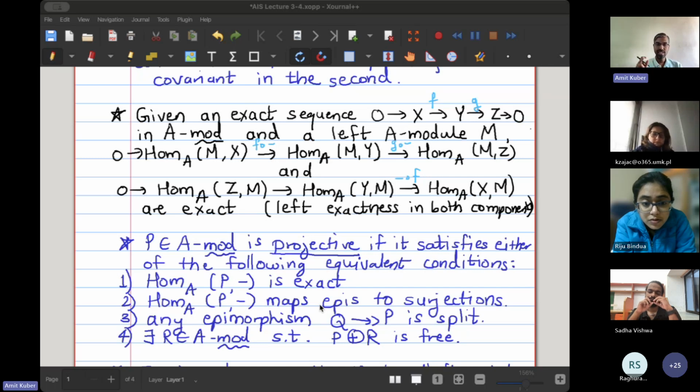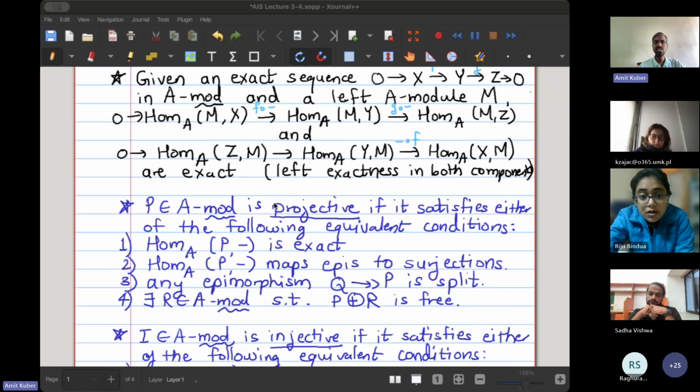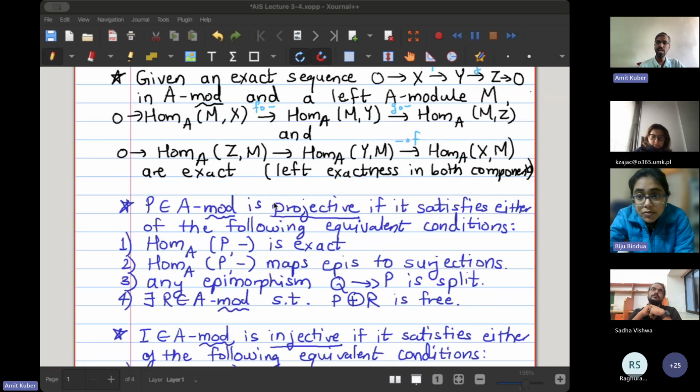Which means there exists a map in the opposite direction from P to Q such that if you complete the cycle and come back to P, then you've got identity. Or equivalently, because we are working in modules, we also know that P is a direct summand of a free module. So these are all equivalent criteria for projective modules. This is similar to commutative algebra.